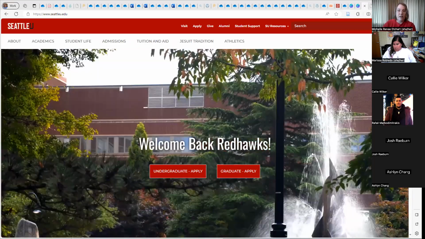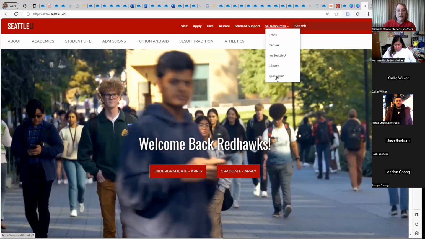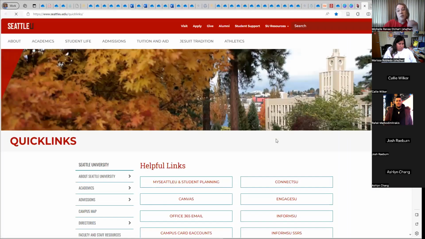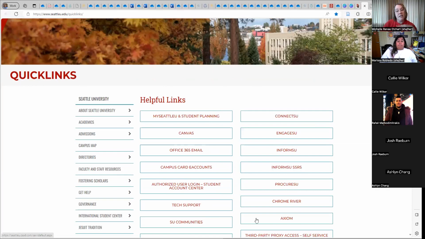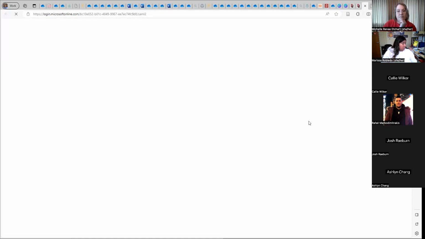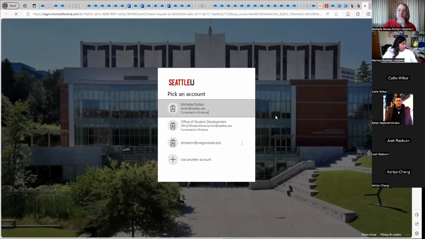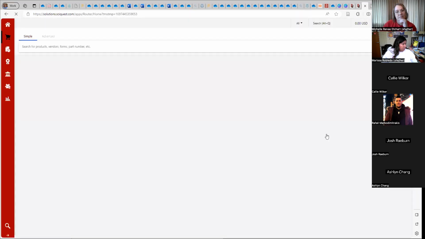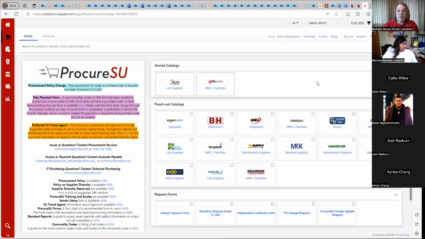We're on the SU website. What I would do is go to SU resources, and then quick links. I would bookmark this page because this is just about any university system that you need, and there are too many. But what I will note here is this is how you get to ProcureSU, which I'll open in a second, and Chrome River, which I'm going to talk about in just a few minutes. So if you bookmark this, you always know you have access to it. You can also get to ConnectSU, all those things. So you'd open ProcureSU. I think it's going to ask me to log in. Okay, good. I was hoping I wouldn't have to put a number code in.